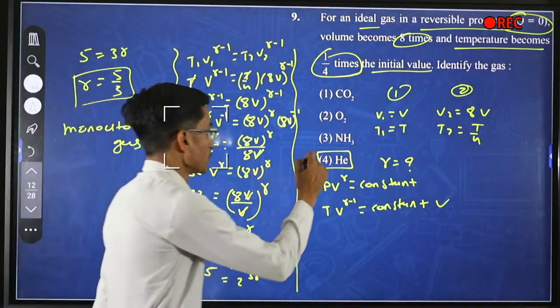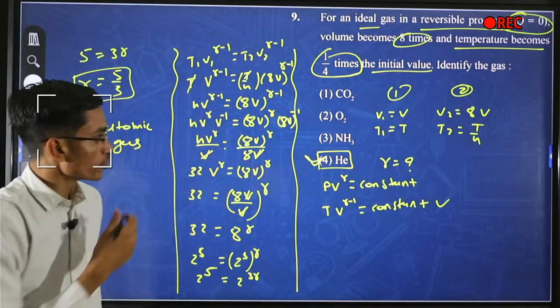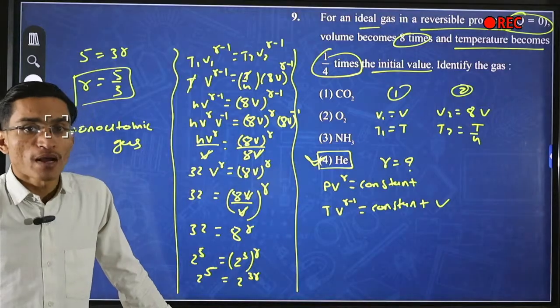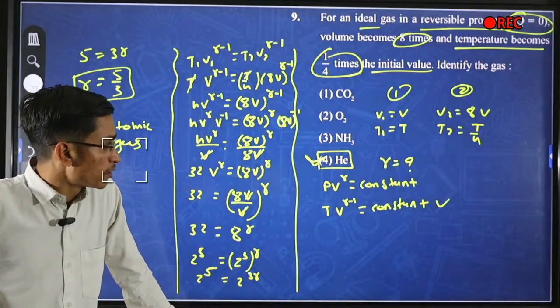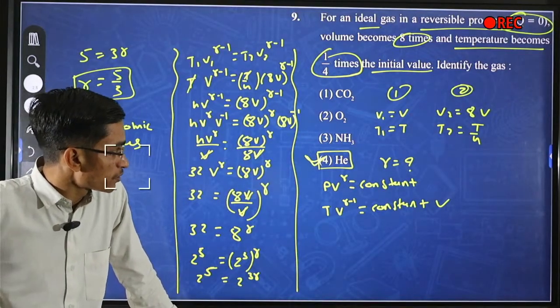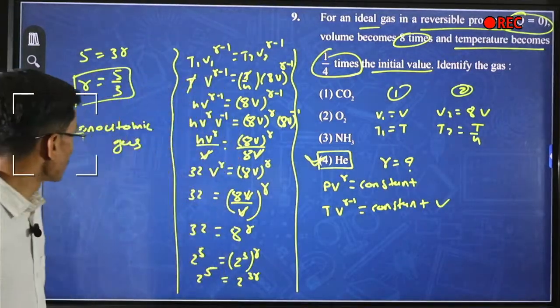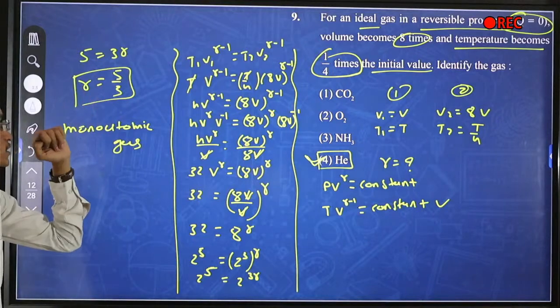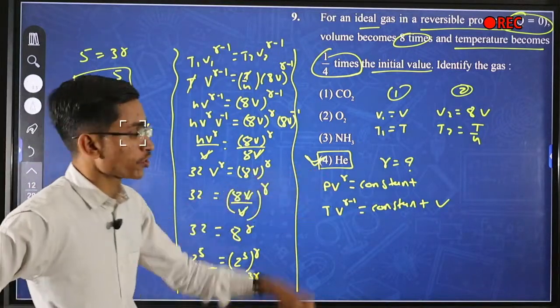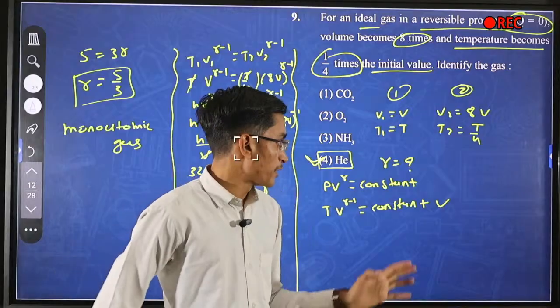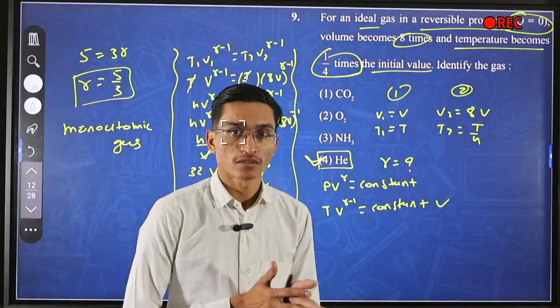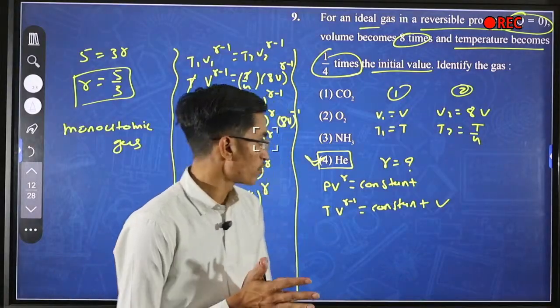Okay. Here we have to remember all the values of gamma for different gases. I didn't remember, so I recently checked and saw that the value of gamma is 5 by 3 for monoatomic gas. So we have to remember some things, some data, in physics too. Okay.